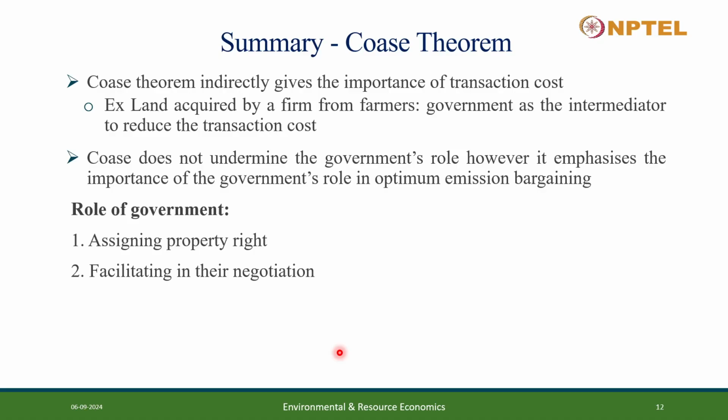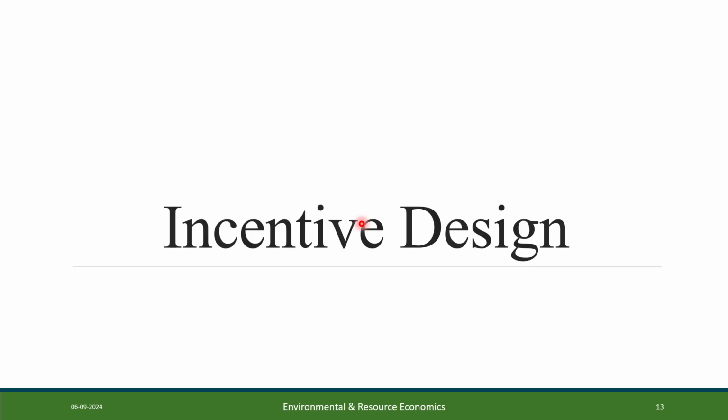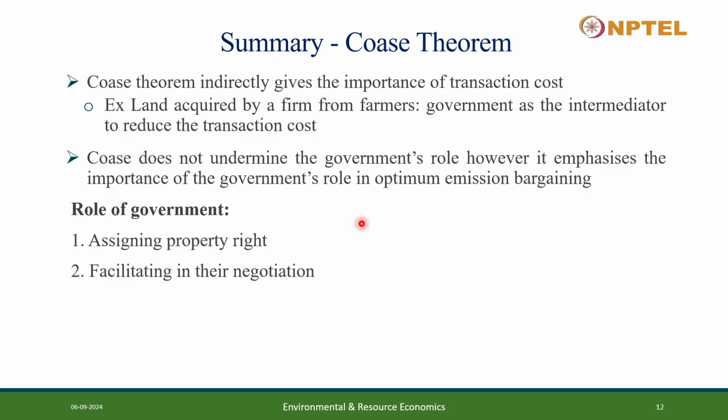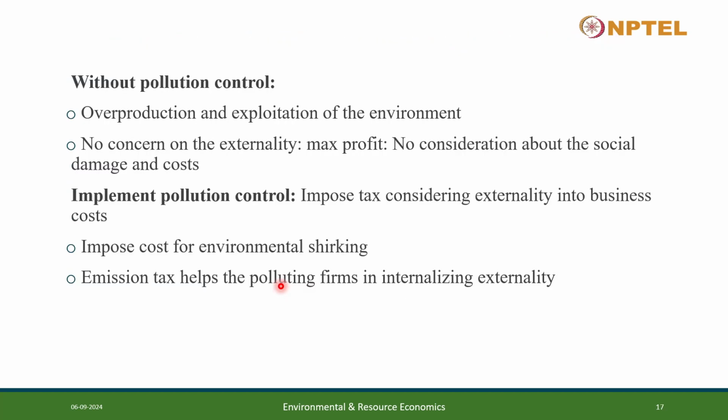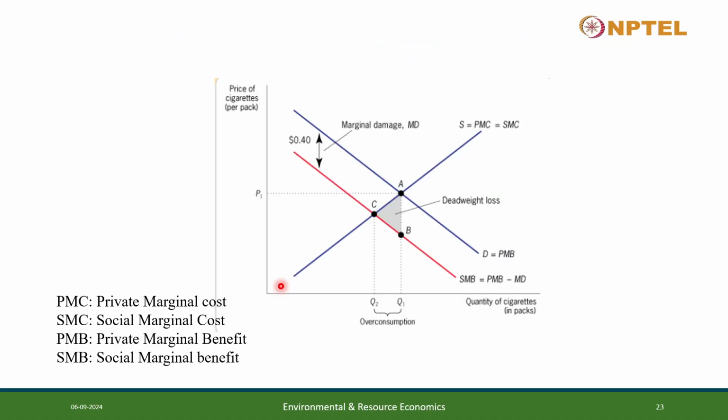After that, we summarized the Coase theorem, and then we talked about its limitations. The Coase theorem assumes that the transaction cost is zero. However, in reality there is always a transaction cost. So we have said that the Coase theorem indirectly gives importance to transaction cost, and the government has an important role in assigning the property right as well as facilitating the negotiation. So that is what we have discussed.